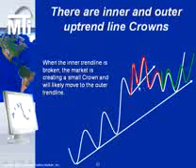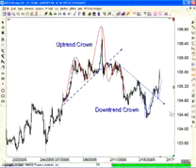1, break the trend line. 2, come down to support. 3, rally to the backside of the trend line. 4, we're going to enter at 4C, and then 5, draw a down trend line until it hits the outer, and then you're going to have an upside down crown. Let's look at it on the chart.